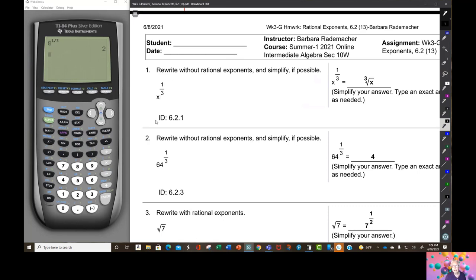You're being asked to rewrite x to the 1/3 power without rational exponents. Well, how do you do that? This is a rational exponent, 1/3. It's a fraction, so it's rational. Well, here's the base. The 1 goes in here, the 3 goes out here. And that's what you get, because x to the 1 power is just x. This is the cube root of x.